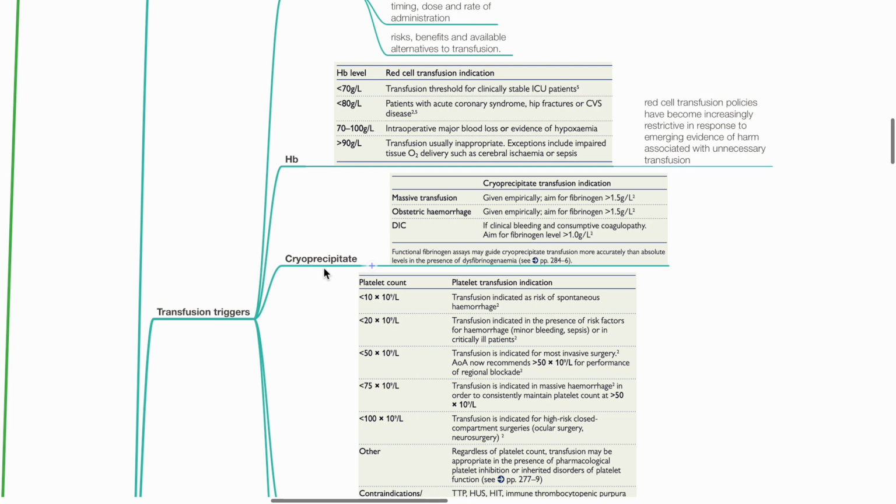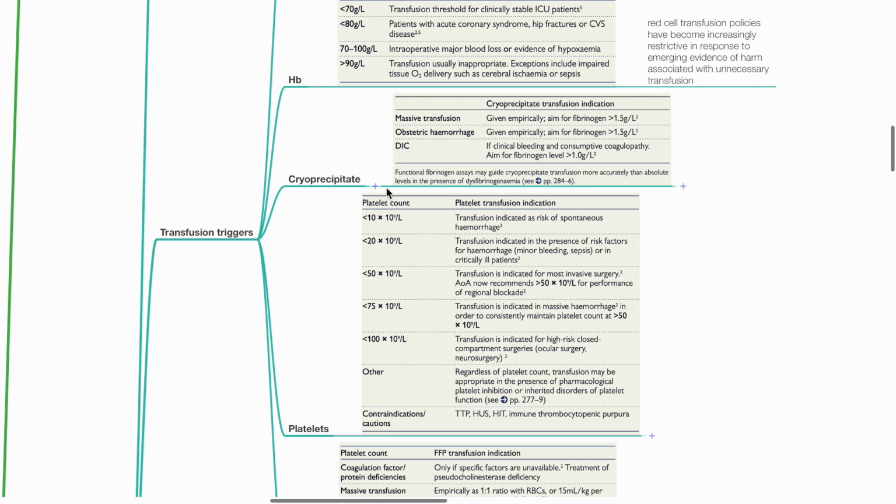Indications for cryoprecipitate transfusion include massive transfusion, aim for fibrinogen level of more than 1.5 grams per liter, obstetric hemorrhage, and DIC, aim for fibrinogen level of more than 1 gram per liter. Functional fibrinogen assays may guide cryoprecipitate transfusion more accurately than absolute levels of fibrinogen.